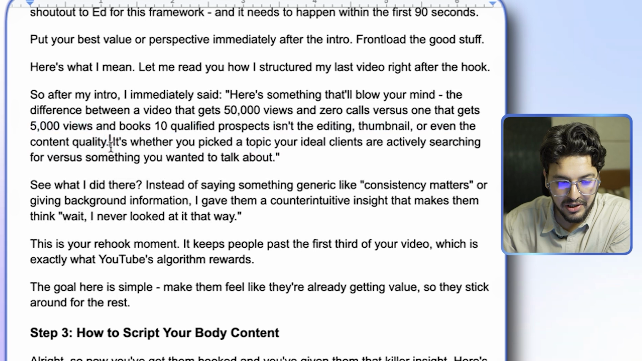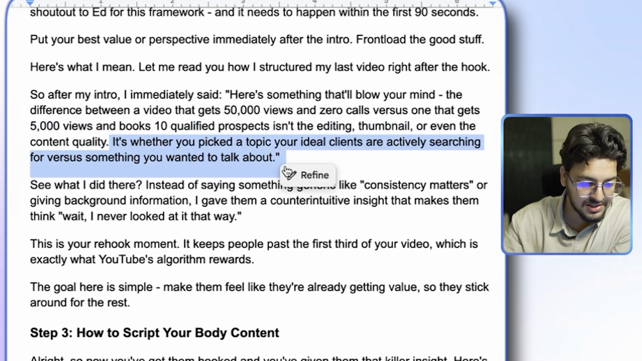It's whether you pick the topic your ideal clients are actively searching for versus something you wanted to talk about. So instead of saying something generic like consistency matters or giving background information on random things, I give them a counterintuitive insight that makes them think, wait, I never looked at it that way. This is your rehook moment. It keeps people past the third of your video, which is exactly what the YouTube algorithm rewards. The goal is simple: make them already feel they're getting the value, so they stick around till the end.